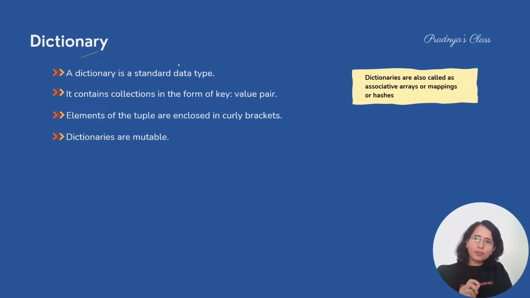Dictionary is also one of the data types provided by Python, like list and tuple. It contains collections, but in the form of key value pairs. The elements of the dictionary we enclose in curly braces. And dictionaries are mutable, meaning we can change the content of the dictionary in place. This dictionary is just like the English dictionary, where we have the words and the meaning for those words. So the words are actually keys and the meaning is the value for that key.